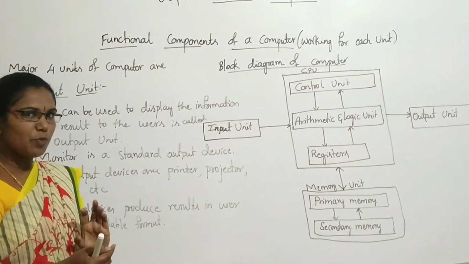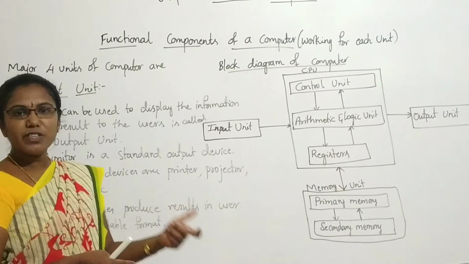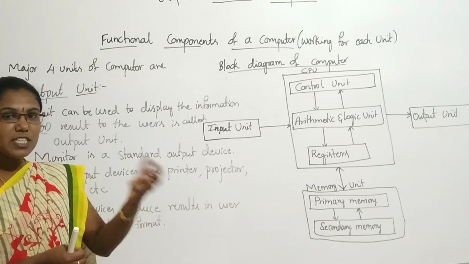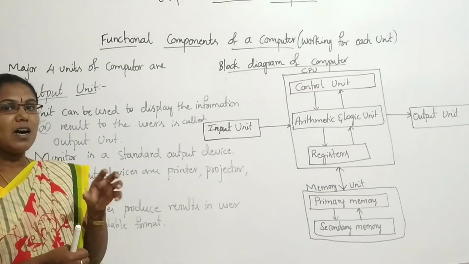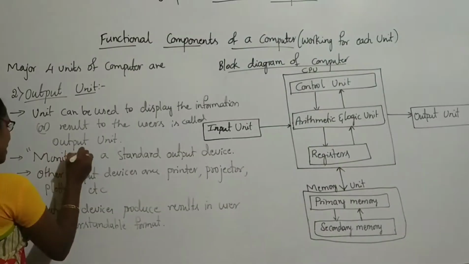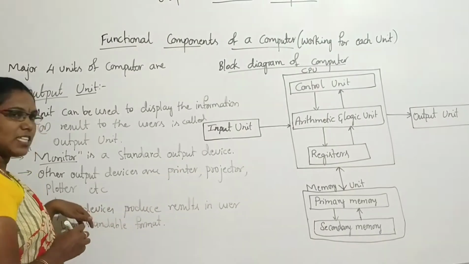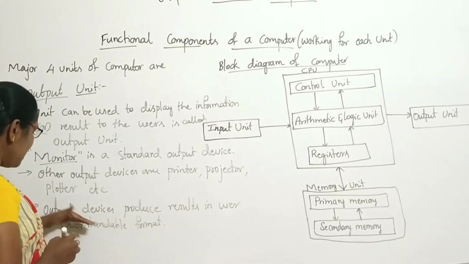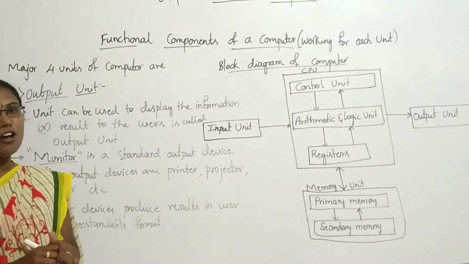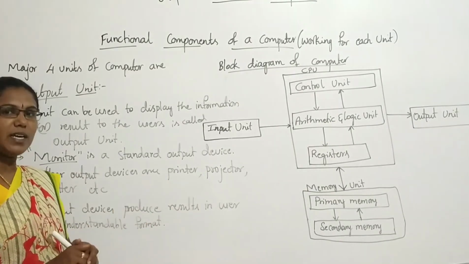Students, do you understand the output unit? The unit that can be used to display the result or information to the users is called the output unit. What are all the devices that can be used to retrieve the result from the computer are called output devices. Monitor is called a standard output device. Other output devices are printer, plotters, projectors, speakers, etc. Next, the output devices produce results in user understandable format. Understood? So next, we move to the third unit, the memory unit.